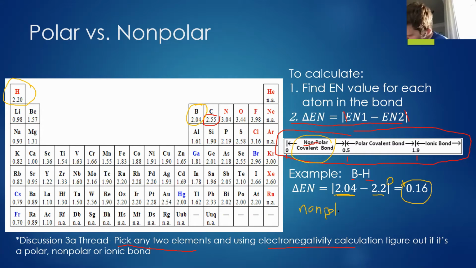In the discussion, you would do the exact same thing. Pick any two elements, and it can even be a transition element. It doesn't have to be a main group. Pick any two elements, subtract them, and then tell me what range they fall in. Are they nonpolar, polar, or ionic? Does that make sense? Yes, ma'am. Okay.